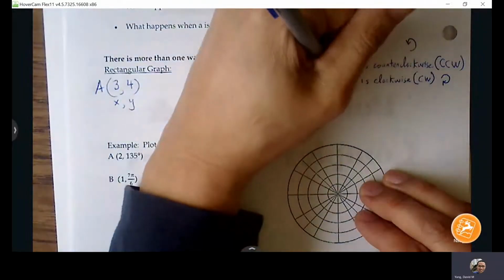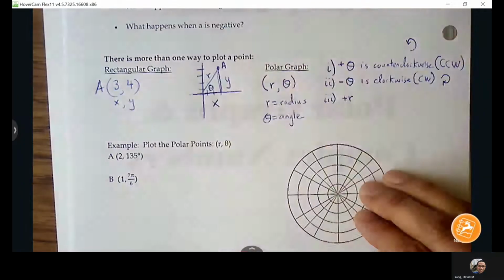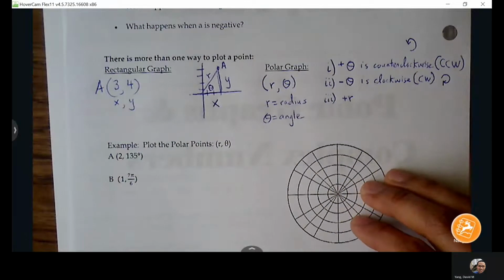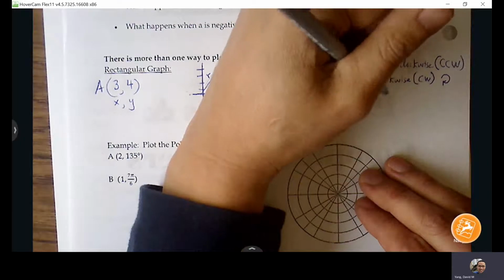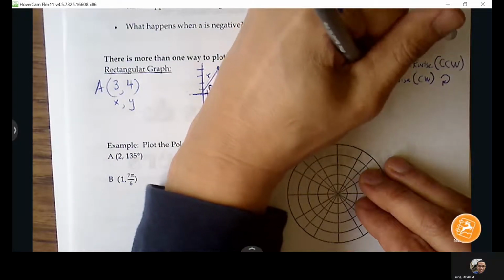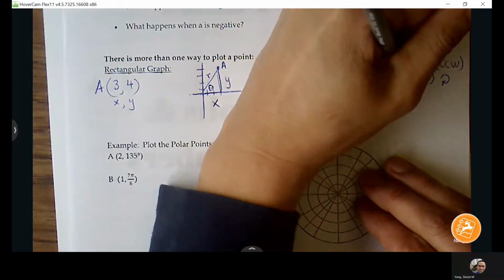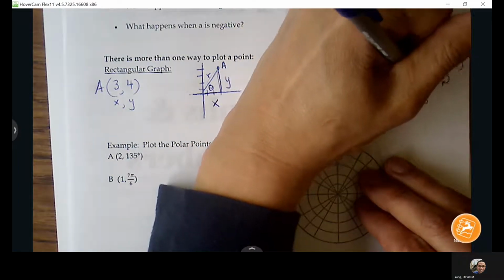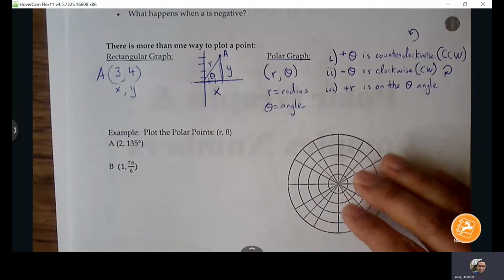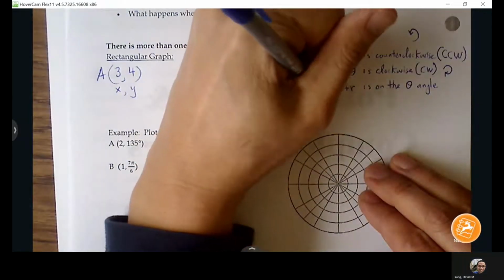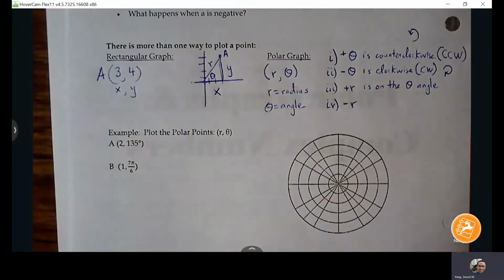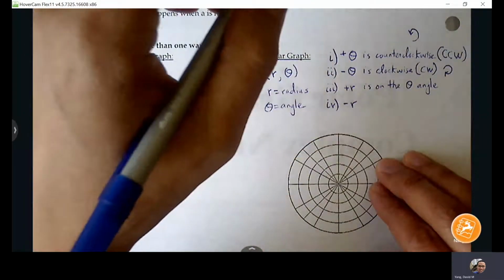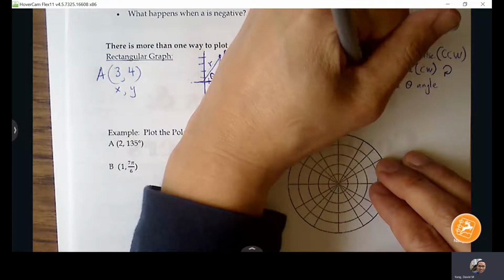Okay, if I have a positive r, then that means my point is going to be on that theta line. But if I have negative r, then negative r is the opposite direction along that theta line. I'll talk about what that means, but right now you can just copy that down.